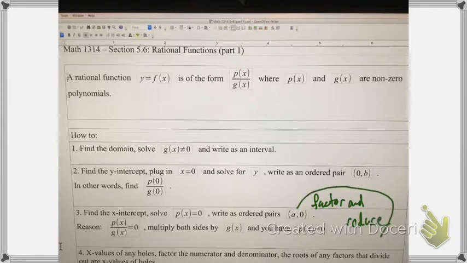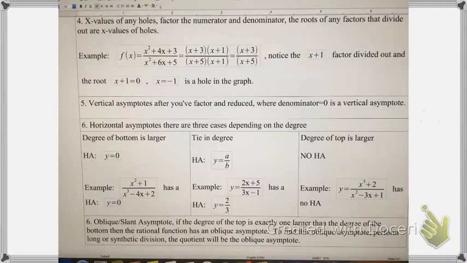I didn't have enough space, so we're going to move on to the next slide here, and we're going to talk about x values of holes, and vertical, horizontal, and oblique asymptotes. Okay. So, x values of any holes. If we take a rational function, factor the numerator and the denominator, and we have a common factor that we can divide out, such as the one on the screen here.